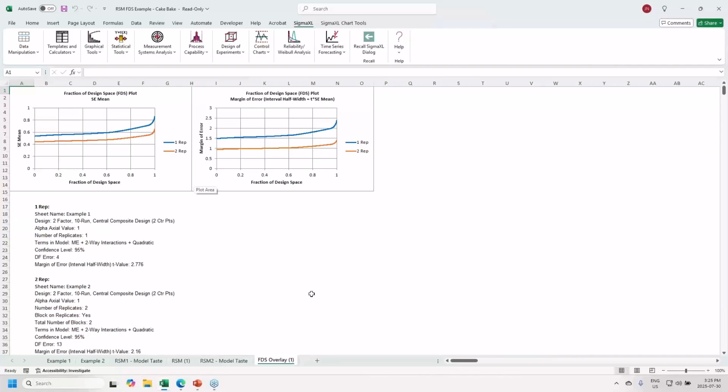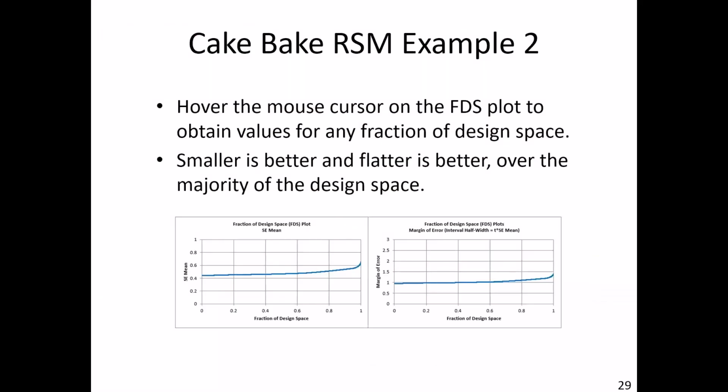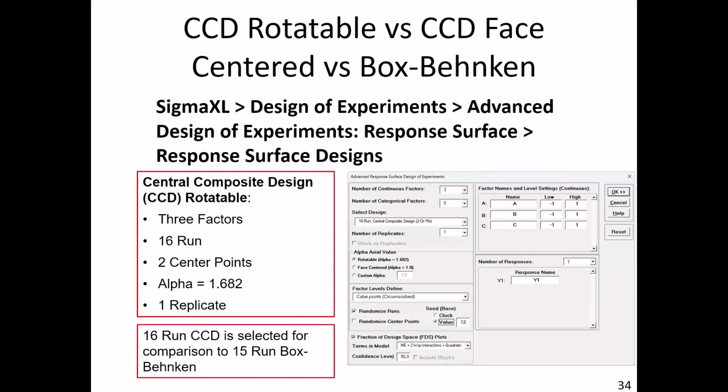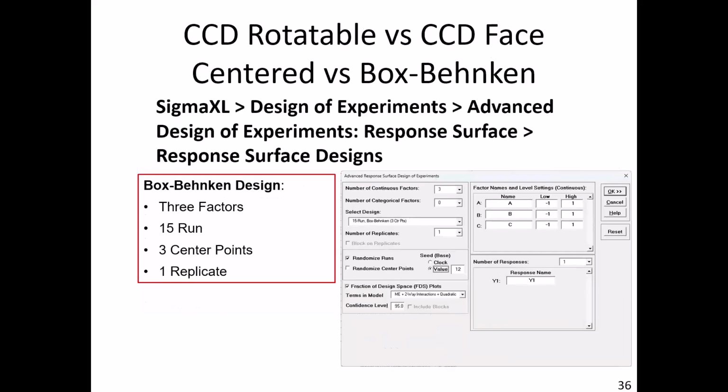All right, so that's what I wanted to do by way of introduction to FDS. And let me just go back to the PowerPoint slides and move on from the cake bake, 1 replicate versus 2 replicates, to the comparison of different RSM design types. So to save time, I'm only going to just do the PowerPoint portion here. We'll compare a central composite rotatable design, which has 5 levels, to a central composite face-centered design, which has 3 levels. Alpha is 1, and a Box-Behnken design.